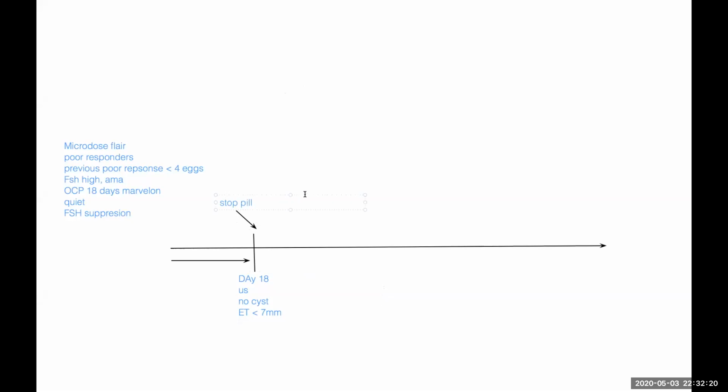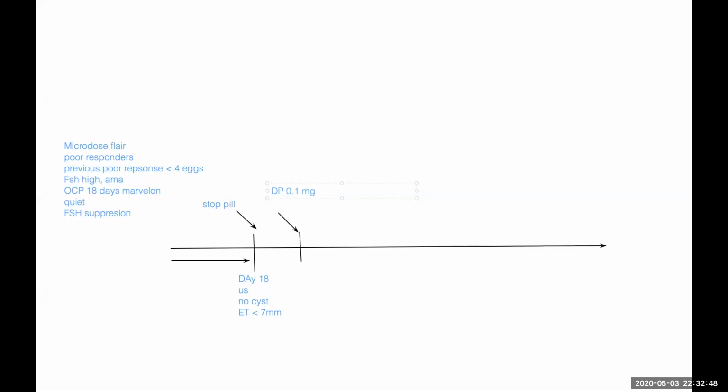When you stop the pill, what will happen to her after that? She gets a period, right? She comes to you on day 2 or 3 of the period, like the antagonist protocol. The only difference here is that she starts to inject Decapeptyl that day, 0.1 milligram. Do you know why?